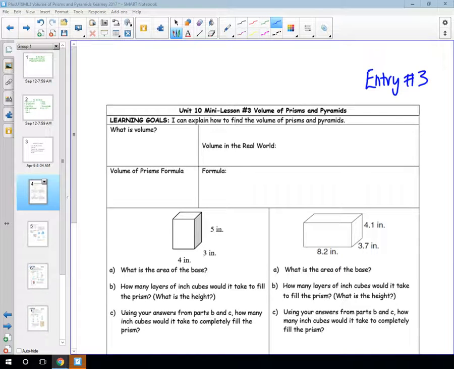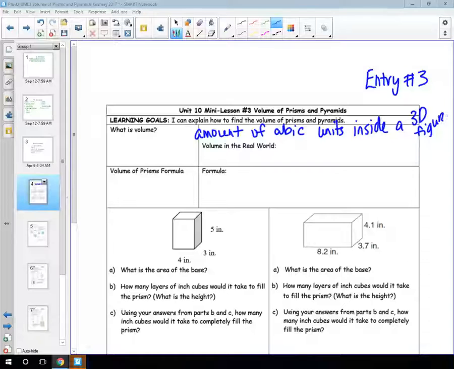So before we get started, let's talk about just what is volume. If I asked you how to find the volume of a 3D shape, what would you tell me you needed to find about that shape? That's right. Volume is the amount of cubic units inside a 3D figure, what it takes to fill it up. And that's why when we talk about volume, it's measured in cubic units.